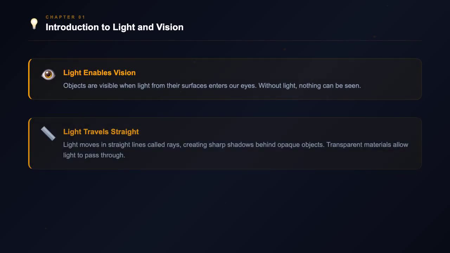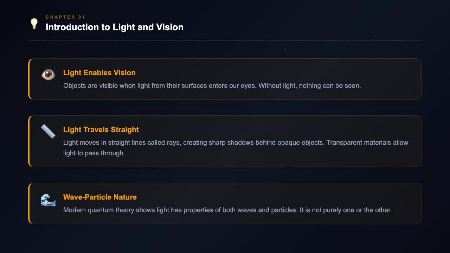Light makes vision possible. Without it, nothing is visible. Objects are visible when light from their surfaces enters our eyes. Light also passes through transparent materials like glass or water. Light travels in straight lines, creating sharp shadows around opaque objects.